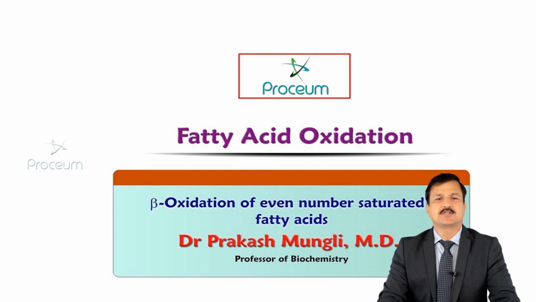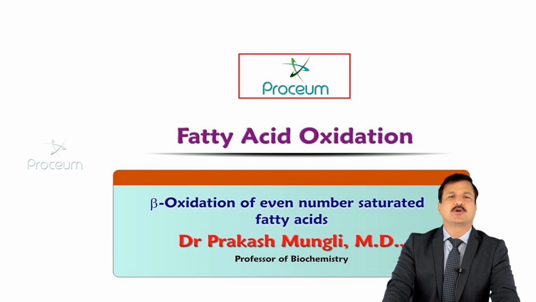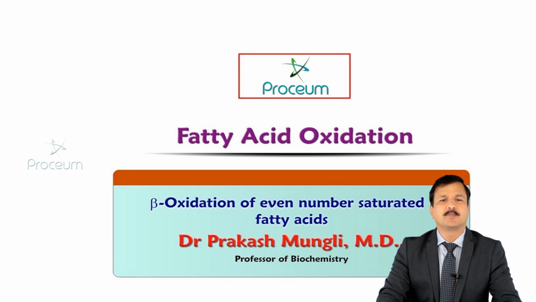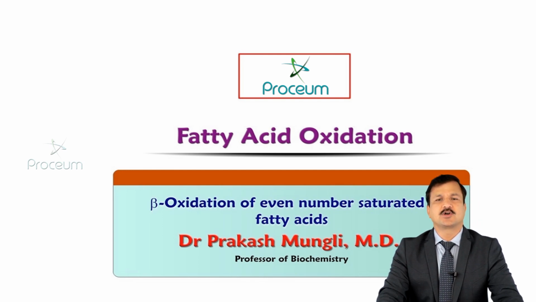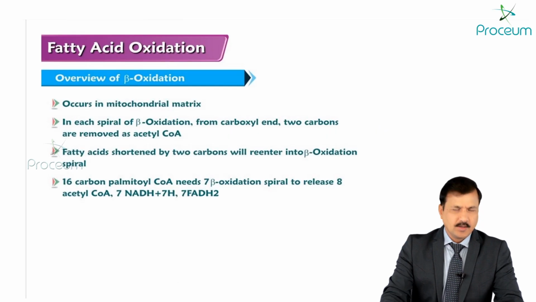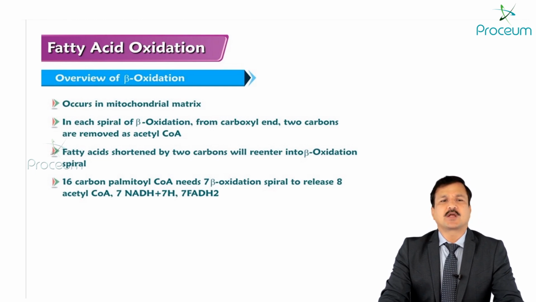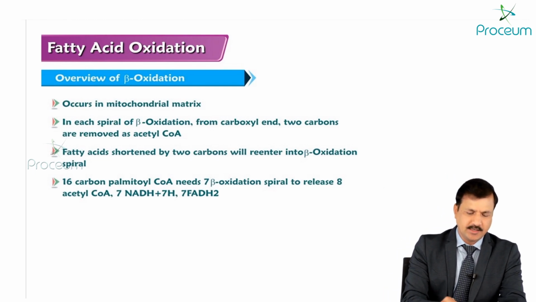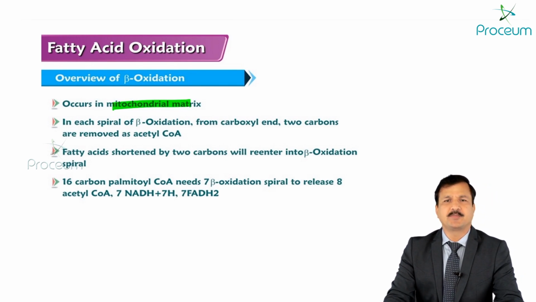In this fatty acid oxidation lecture, I will be going over details on beta oxidation of even number carbon saturated fatty acids and also some of the disorders associated with beta oxidation of fatty acids. Let's get into the details. Beta oxidation of even number carbon fatty acids will occur in the matrix of mitochondria. That's the first point that you must remember here in the oxidation of fatty acid.